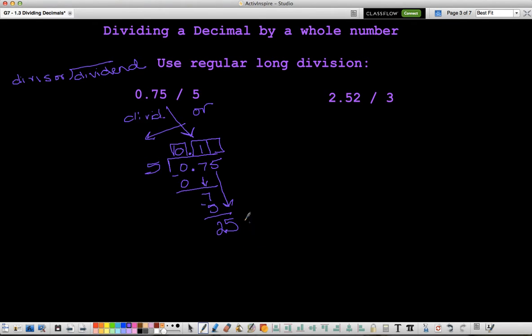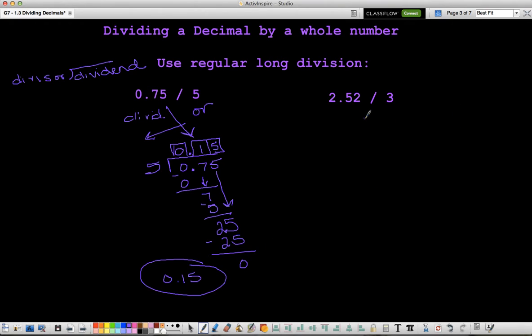So now I have 25 pieces. How many groups of 5 can you make with 25 pieces? In this case, 25 divided by 5 is 5. If I make 5 groups of 5, that uses 25 pieces, so I have 0 left. So I have none left over, so I don't have to keep going. So I know that 75 hundredths divided by 5 is 15 hundredths.